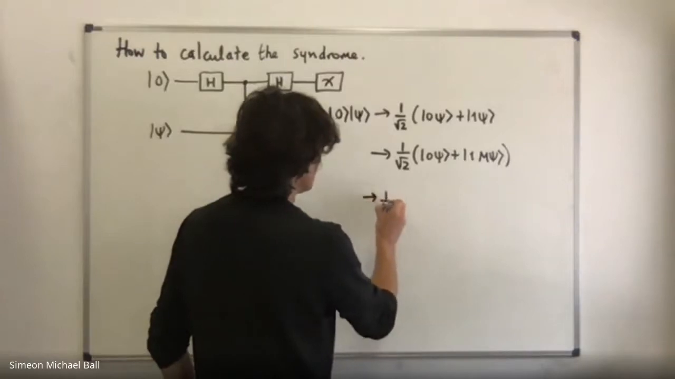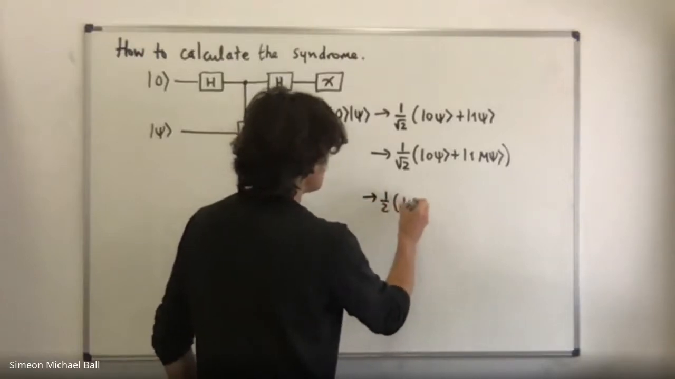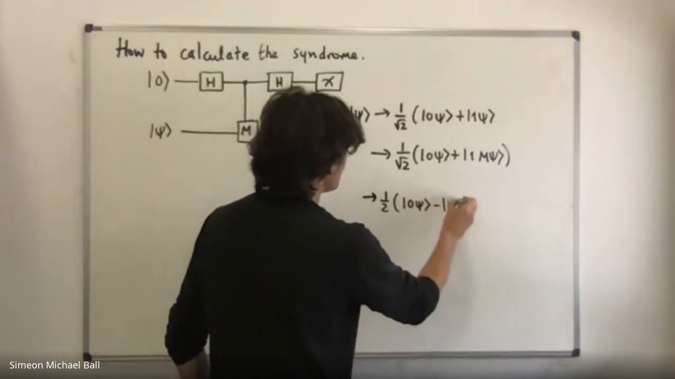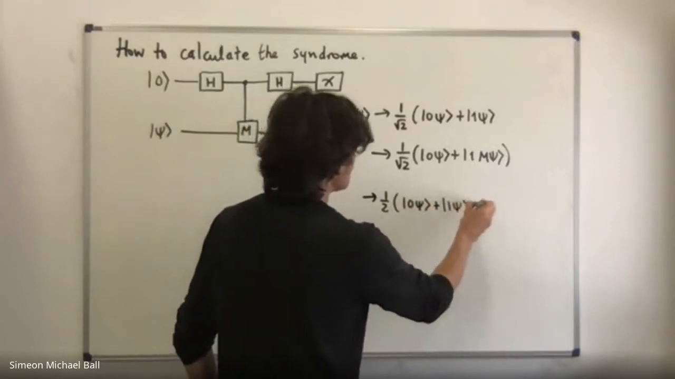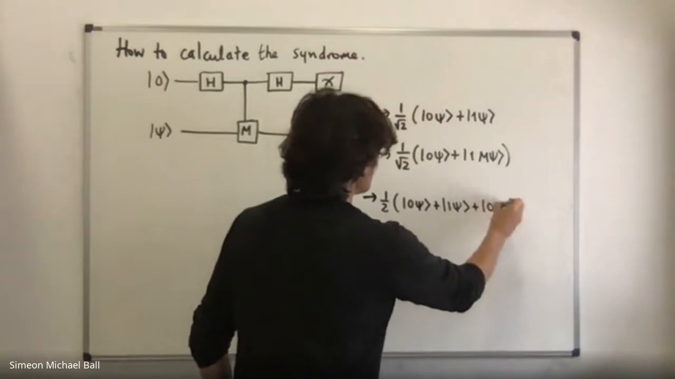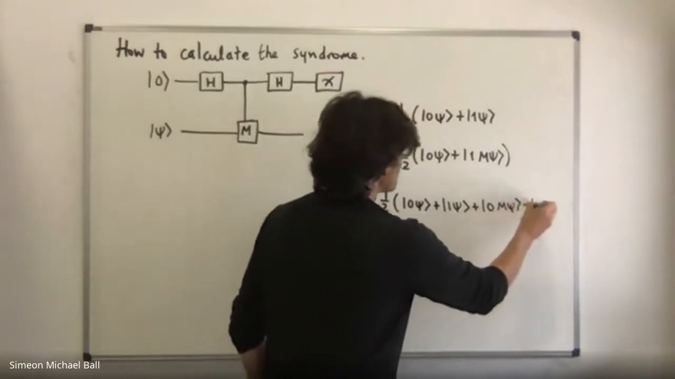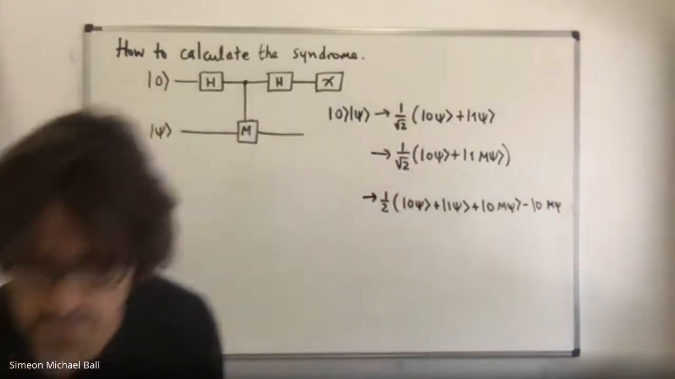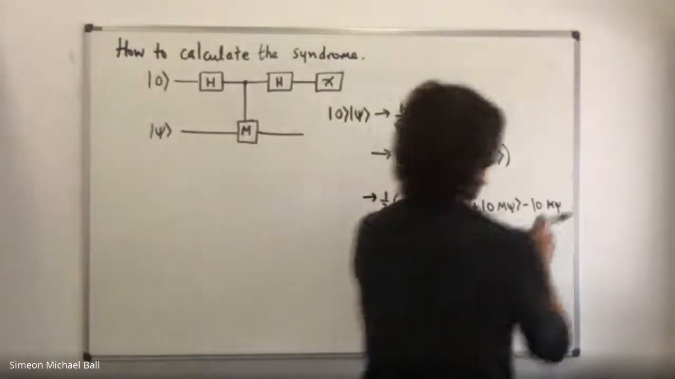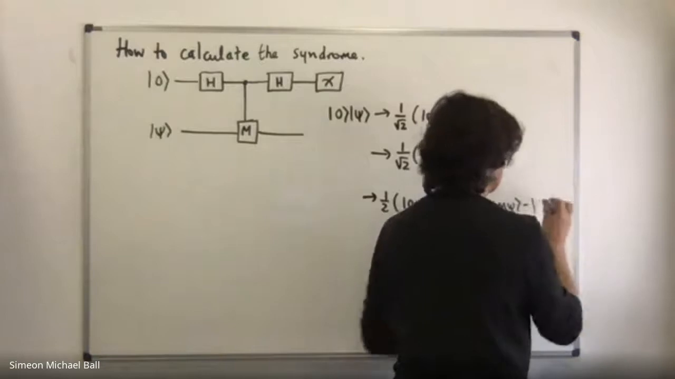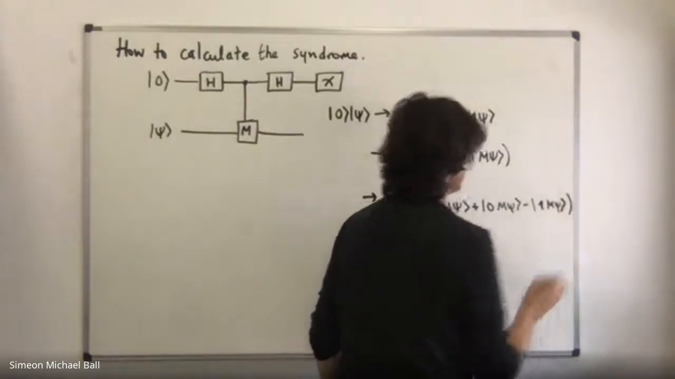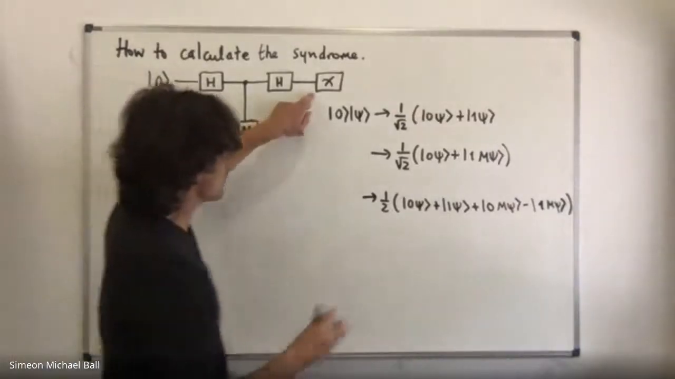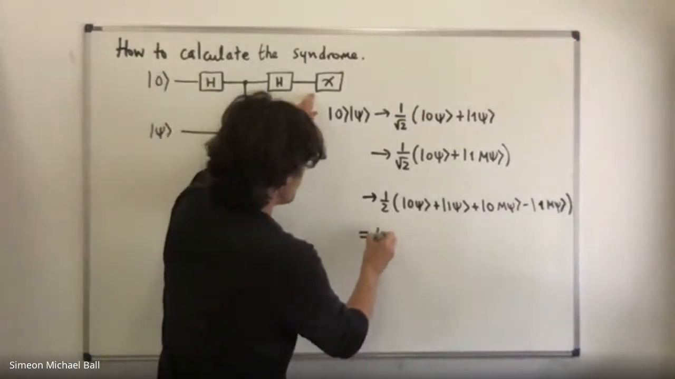Which is going to be 1/2 (0 minus 1, sorry, plus 0 and minus 0) 1. Okay, so that's the result here, and now I'm going to measure on the first qubit.